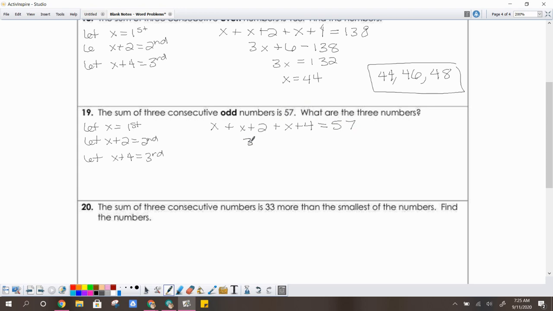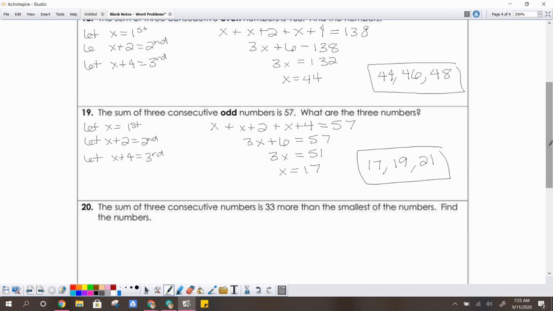So combine our like terms. Subtract our 6. Divide by 3. All right, so my first number is 17. Add 2 to that to get 19. Add 2 to that to get 21.